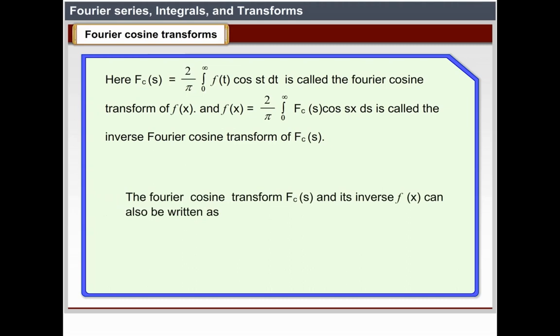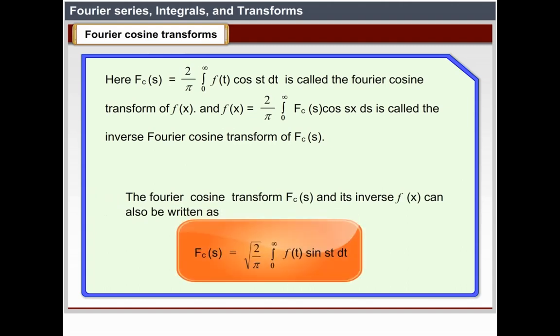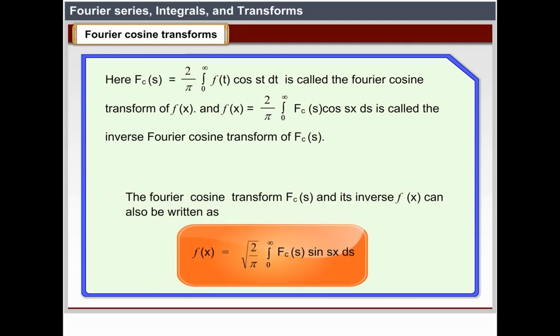Result: the Fourier cosine transform capital Fc of s and its inverse f of x can also be written as capital Fc of s equal to square root of 2 by pi integral 0 to infinity f of t into cos st into dt. Then f of x equal to square root of 2 by pi integral 0 to infinity capital Fc of s cos sx into ds.